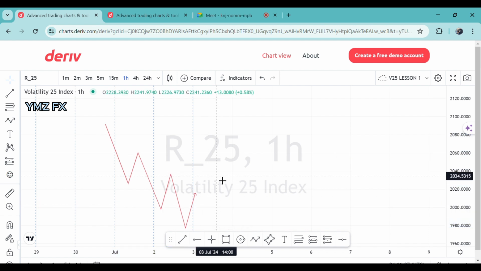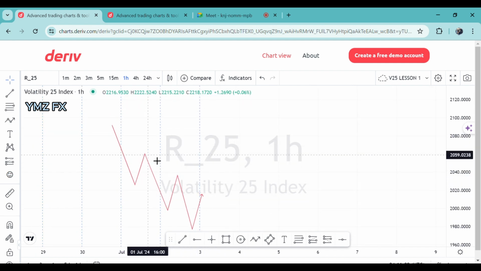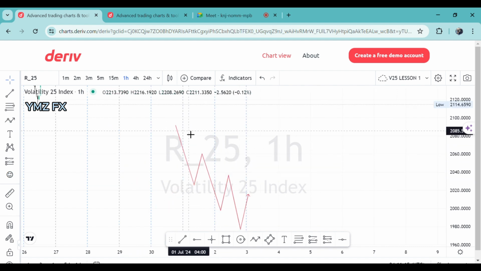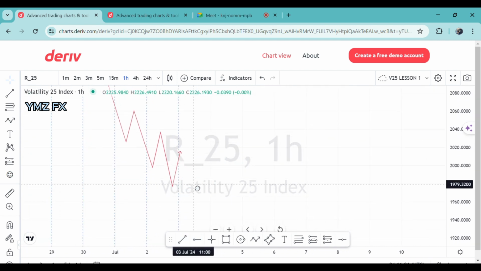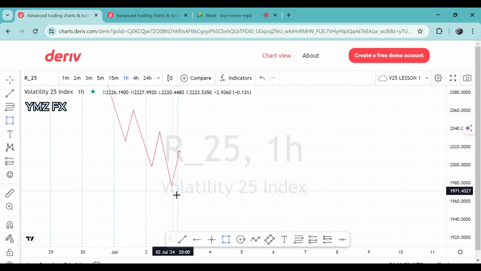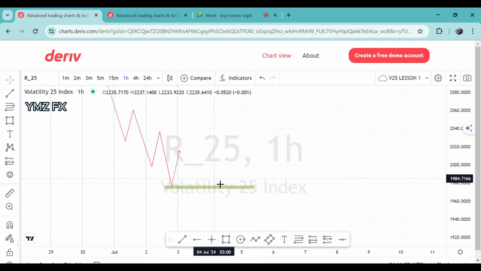All it's doing is leaving gaps which it needs to come back and fill up to take some liquidity. So when we speak about external liquidity, for example, the way it has formed this last area down here, this is external liquidity. It needs to come and take this liquidity.